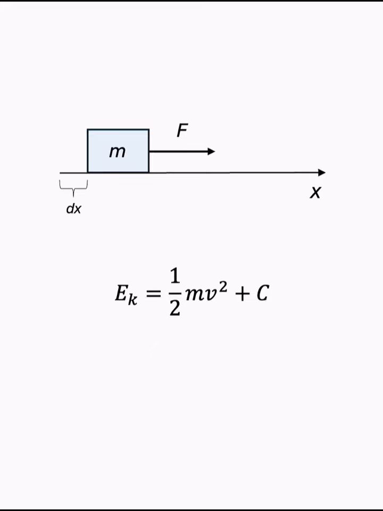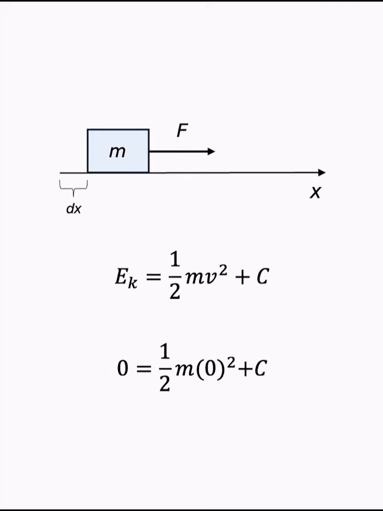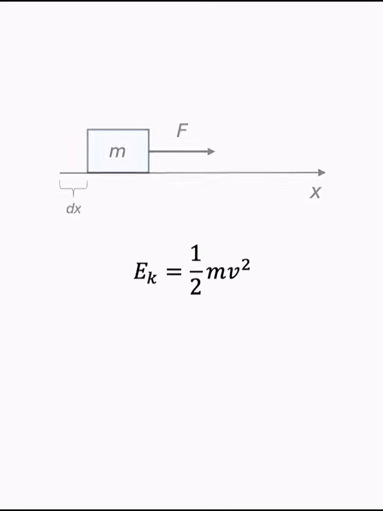Now, to get c, we have to plug in a known point. We know that when v is equal to 0, there is no kinetic energy, since there is no motion. So c equals 0. So there you have it.